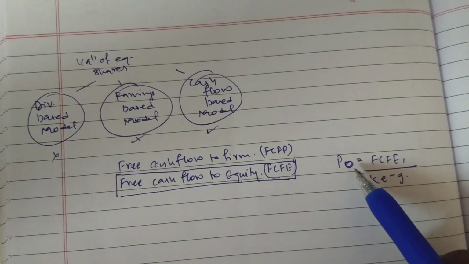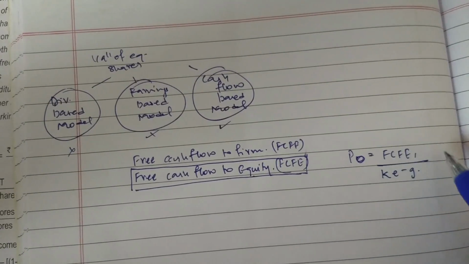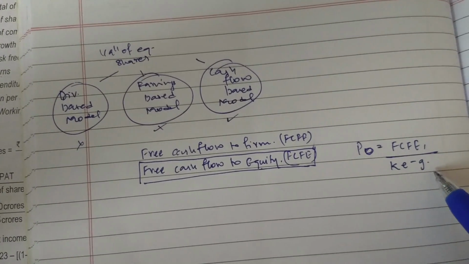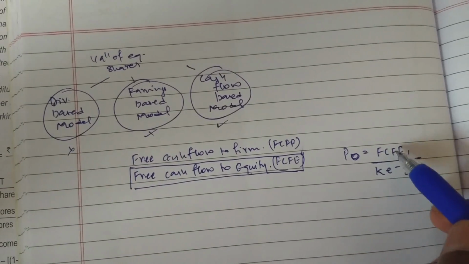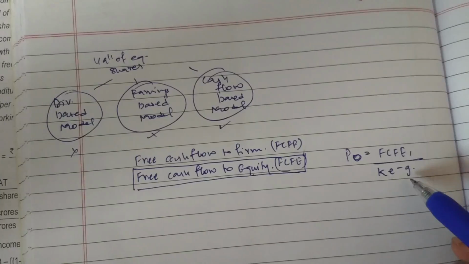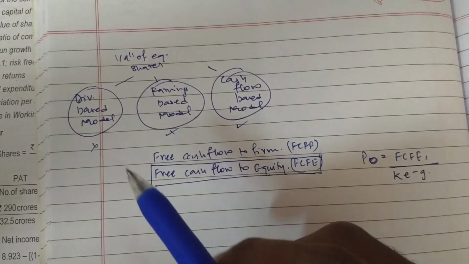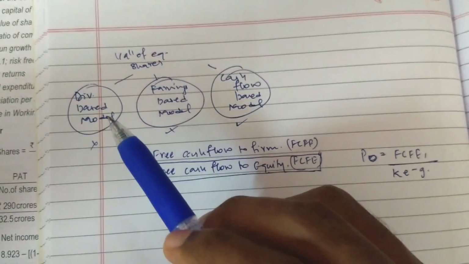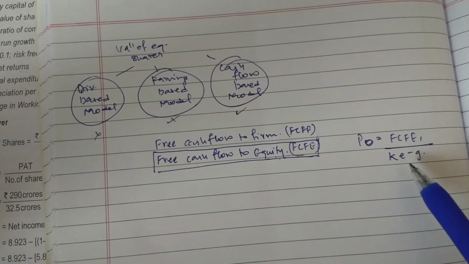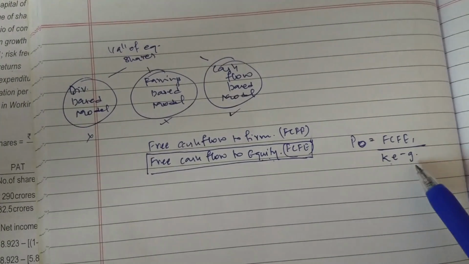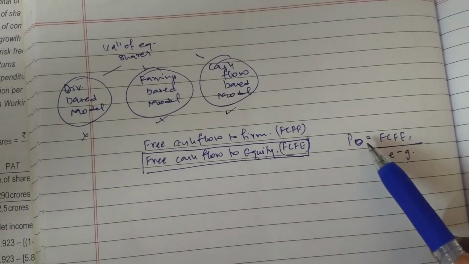The price of the share today is the FCFE for the future years, that is the free cash flow to equity, divided by KE minus G. Many of you, I hope, know the formula P0 equals D1, dividend 1, divided by KE minus G. That is the dividend based model for valuing an equity share. It is the same, but now we are doing it with FCFE, free cash flow to equity. When you divide that by KE, the required rate of return, minus G, the growth, you get your price per share.